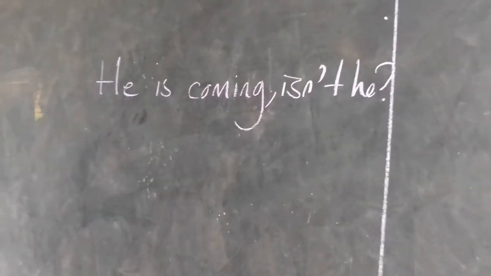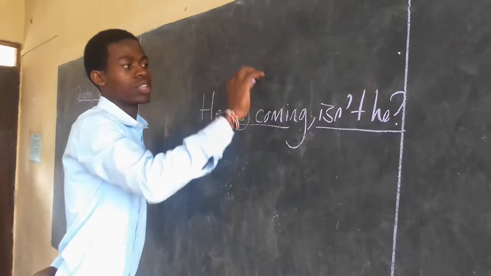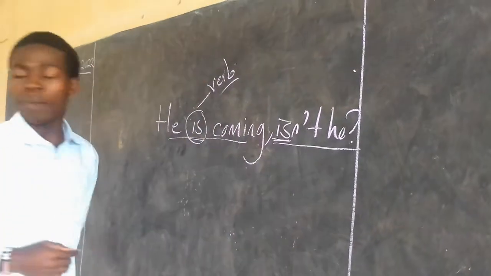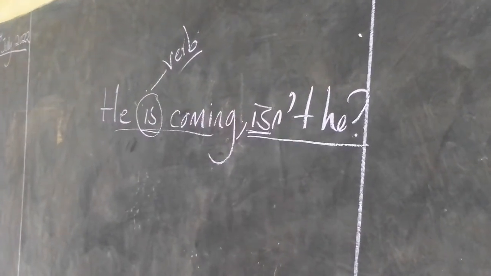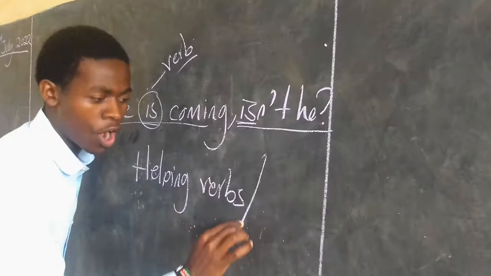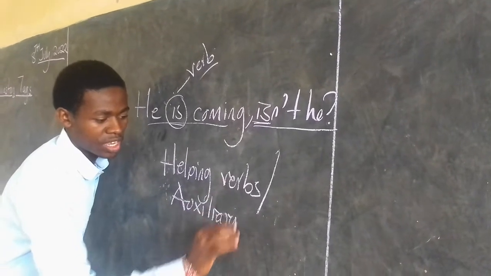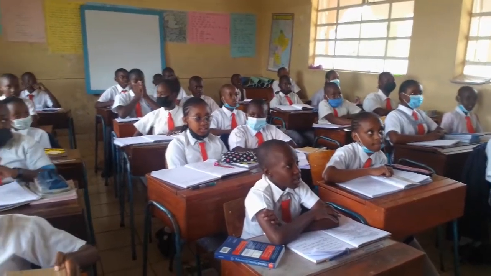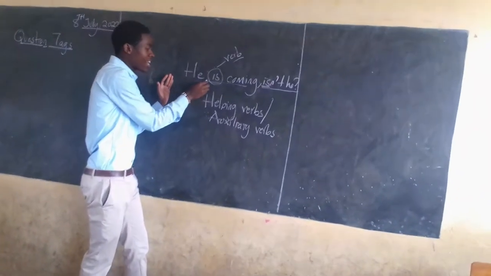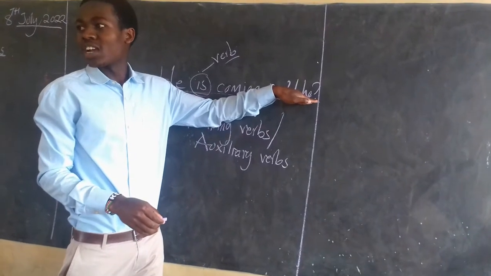Now, rule number one we agreed was that both the statement and the question tag must have a what? A verb. There is, is it, is there. And this verb, we agreed, we normally call them what? Helping verbs. Or auxiliary verbs. So we agreed that the question tags are formed from what? It is the word he. And we also have the same subject, which comes now after the auxiliary verb, which is is.